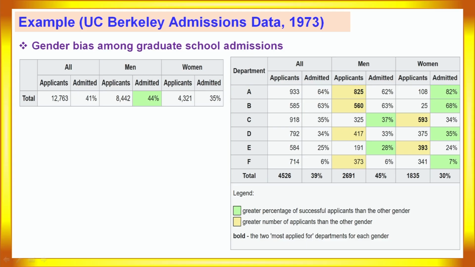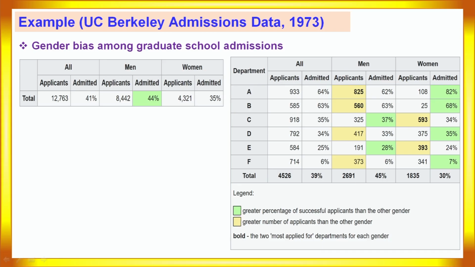It is famous as the UC Berkeley admission data study, which was based on the admission data of this particular US college in 1973. Now, if you look into the whole data set, the total students who took admission in that particular year.